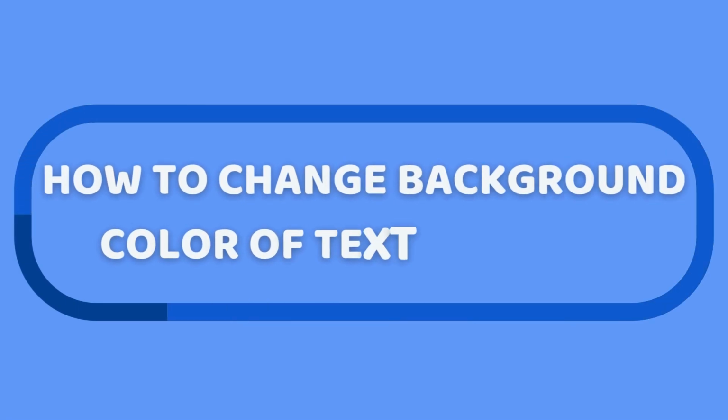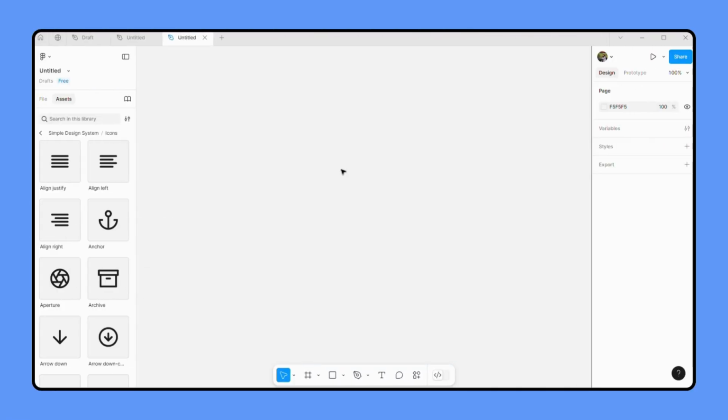How to change the background color of text in Figma. So let's jump right in. First, select the text layer.